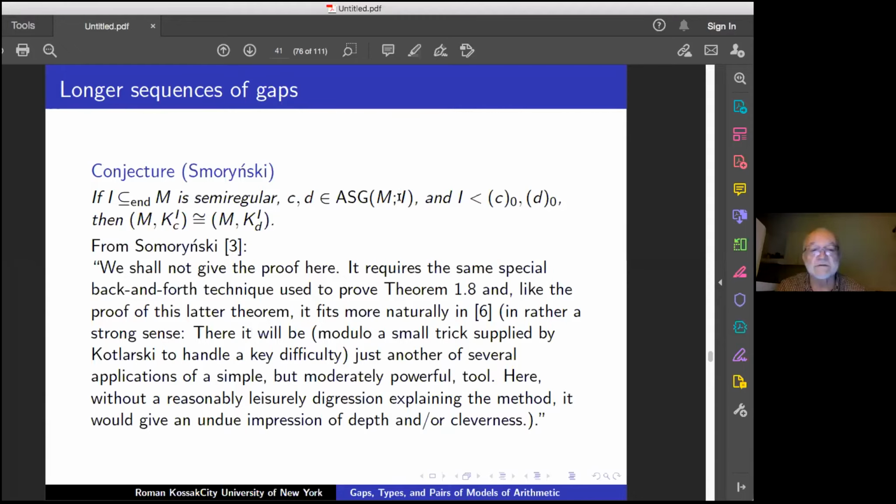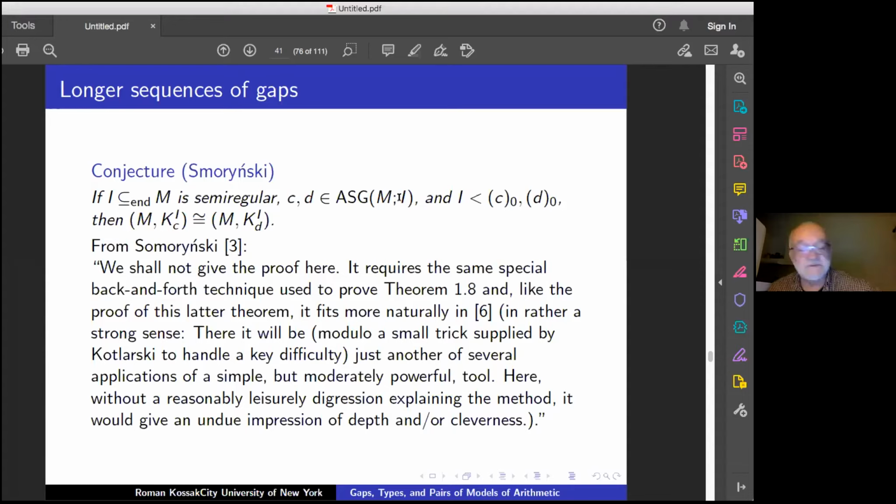It's a paper that was published later, but this result is not there. There it will be modulo a small trick supplied by Kotlarski to handle a key difficulty, just another of several applications of a simple but moderately powerful tool. Here, without a reasonably leisurely digression explaining the method, it would give an undue impression of depth and/or cleverness.